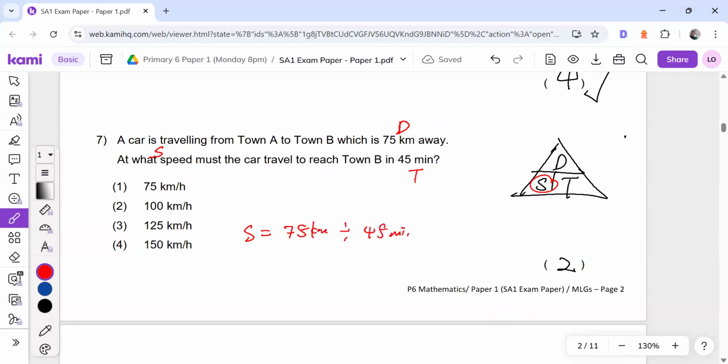Now, you cannot divide because why? Because kilometer per hour. You will have to change the minute to hour. So how do you change that? No calculator. You take 45, change it into a fraction over 60. That's how you convert to hour, right? 45 over 60. And then get your simplest form. So 75 kilometer, and you divide by simplest form, which is 3/4.